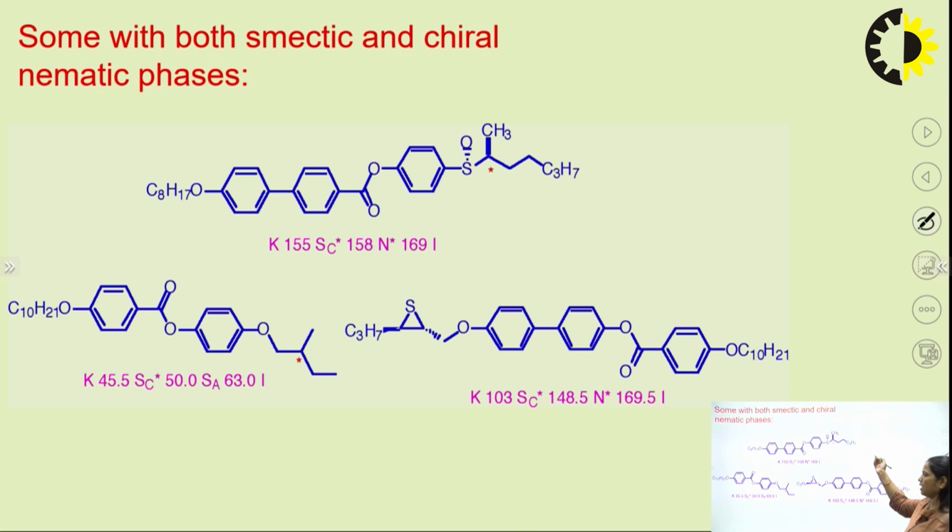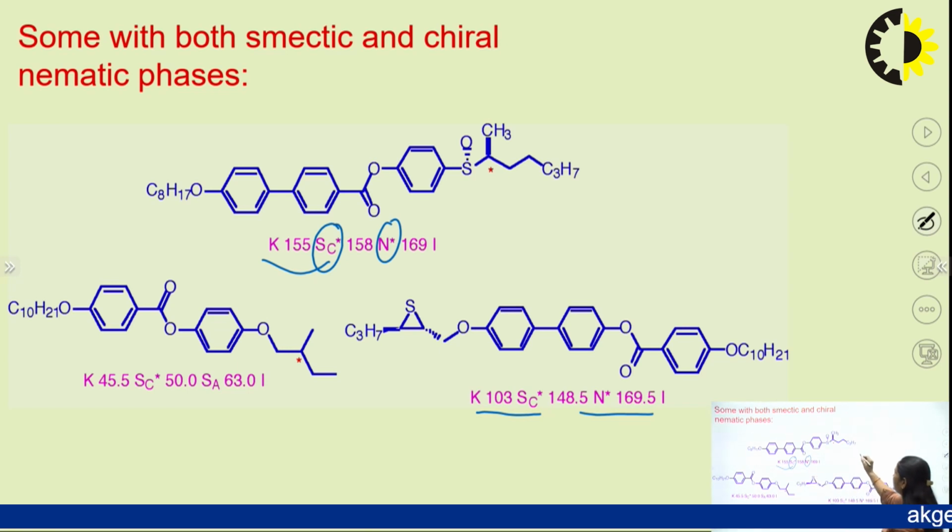So these are some examples in which one transition point is there, that is known as SC, that is smectic C. Another transition point is there, which is known as nematic liquid crystal. So these are some molecules which show both phases, smectic as well as nematic.